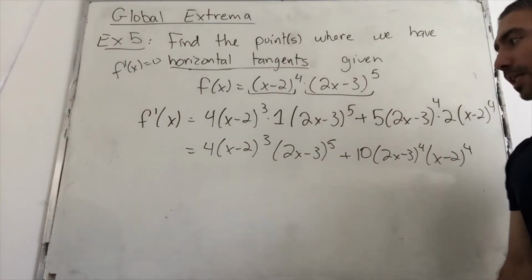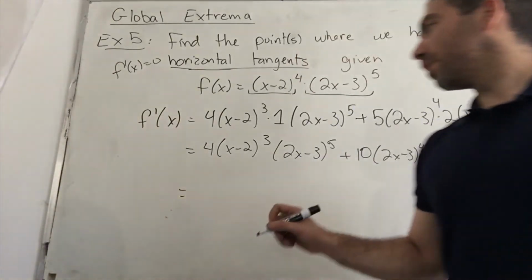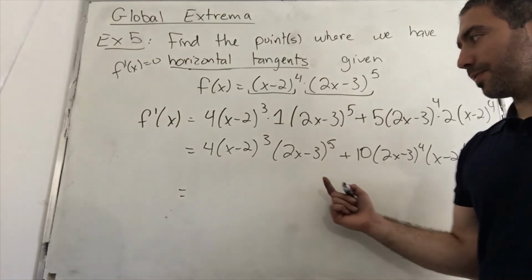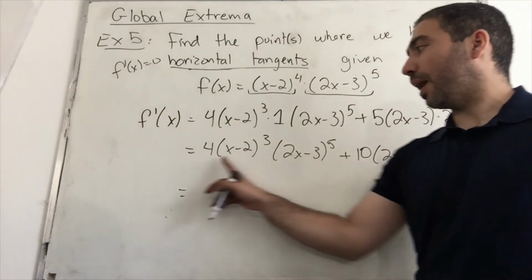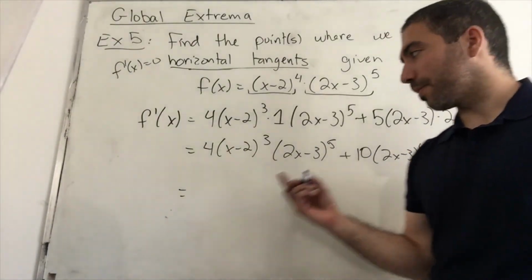Next, what we have to do is factor out the common terms between the first and the second term. So what we're going to do first is factor using GCF. So look at the numbers first. We have a 4 and a 10. What do they have in common? What could you factor out? Well, they're both even, so we could factor out a 2.